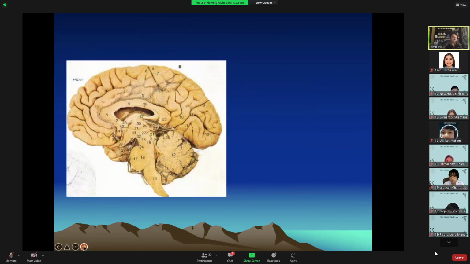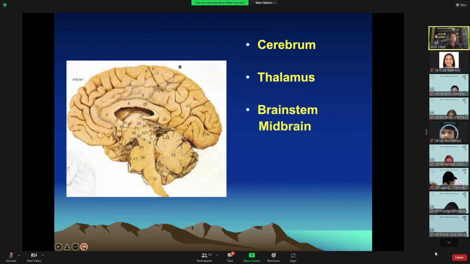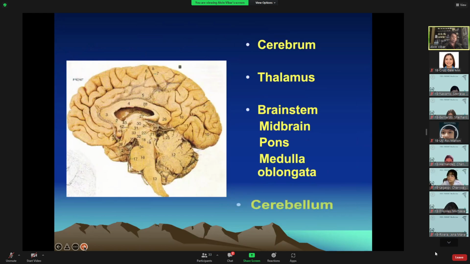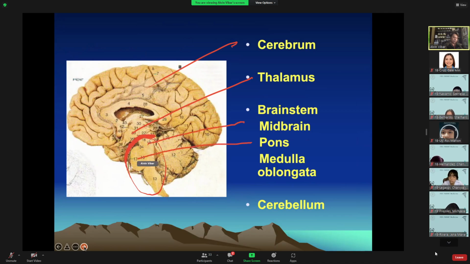You're going to see this picture again and again, starting with this lecture until the end of neuroanatomy. Here's a sagittal section of the brain showing you the parts. Again, these are parts of the brain. This is the cerebrum. This is the thalamus here. This is the brain stem, which is a collective term for the midbrain, here's the midbrain, here's the pons, and this is the medulla oblongata. Plus, you have the cerebellum here at the posterior aspect.